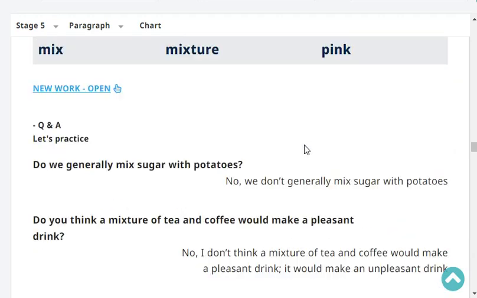Do we generally mix sugar with potatoes? No, we don't generally mix sugar with potatoes. Wait, one more. No, we don't generally mix sugar with potatoes.